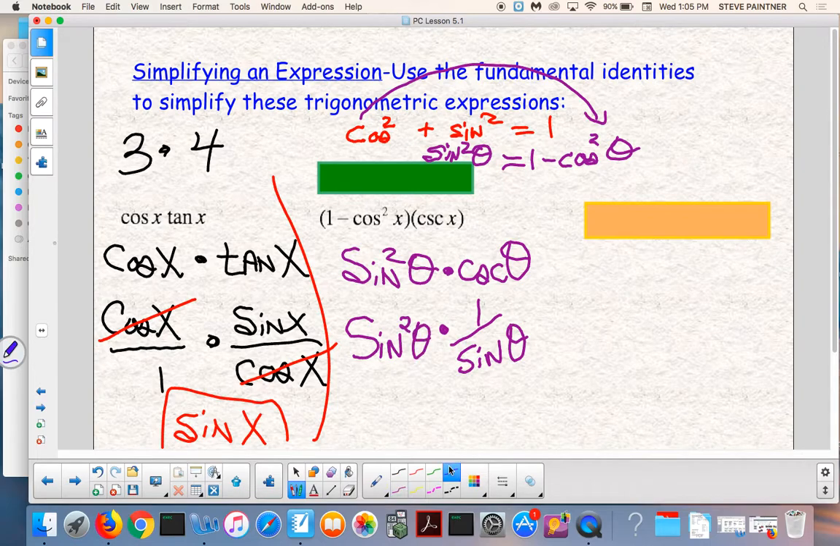Okay, this is over 1. See, sine squared is really what though? Isn't it just sine times sine? Okay, so sine times sine over sine, cross out, what's left? Just sine. That's the answer, guys. Sine of x, sine of x. Okay, so we got the same answer twice in a row.